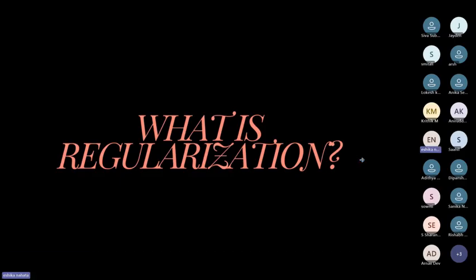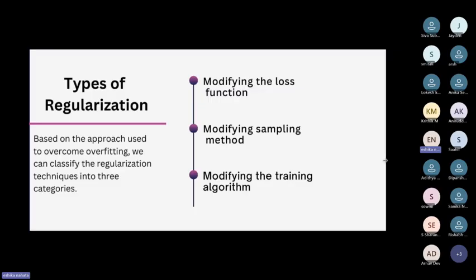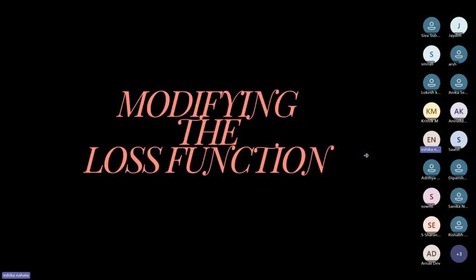So coming to regularization, it may be defined as a modification or change in our algorithm that helps us bridge this gap between the losses or accuracies of the train and test data set. We're trying to reduce the error on the test data set without necessarily reducing the error on the train data set. So it is a method to prevent overfitting. And this can be done in three broad ways. The first one being modifying the loss function, the second one being modifying the sampling method, and the third modifying the training algorithm. We'll look at each one of these one by one, starting with modifying the loss function.